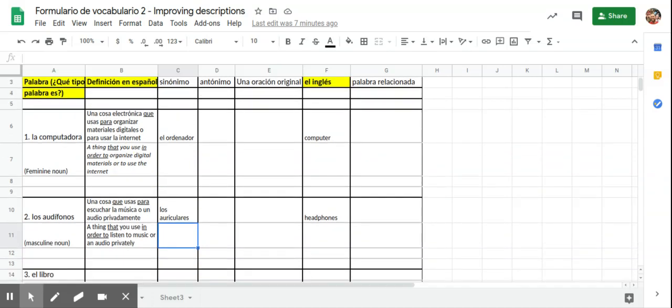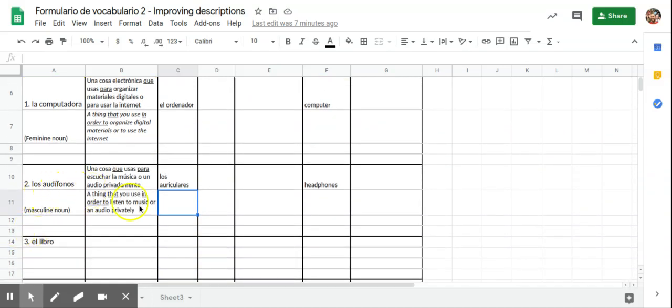So let's look at número dos, los audífonos. Una cosa que usas para escuchar la música o un audio privadamente. So again, I used que, which means that. Que without an accent means that. Qué with an accent means what. Very close words, so just be careful, keep them separated. And then I used in order to once again, which is para. Everything very basic. The only thing you may have to look up here is privadamente.